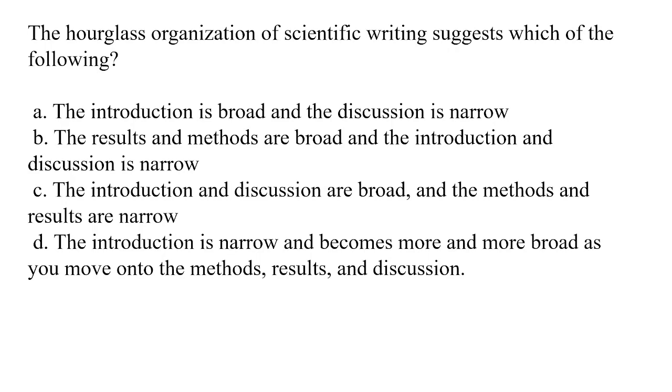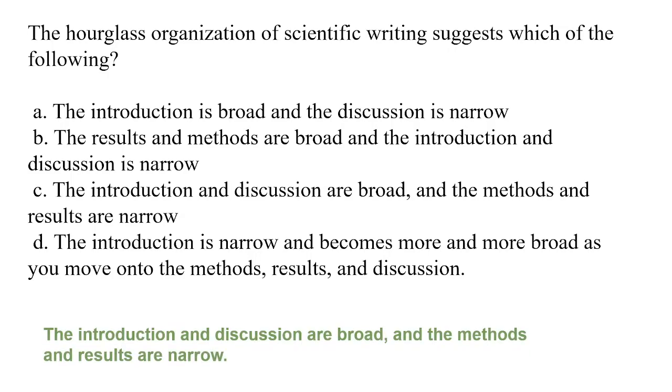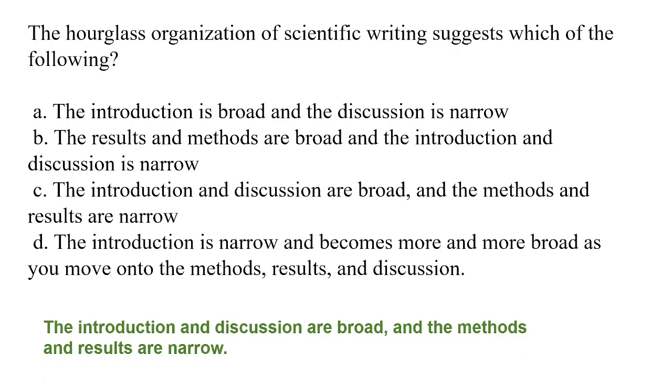C, the introduction and discussion are broad and the methods are narrow, correct. As we know, in the hourglass structure, the introduction and discussions are supposed to be broad. In the introduction part, you are basically writing a little bit about the kind of literature review that you have done. You are writing a little bit about the work that has already been published. You acknowledge that some work has already been done, and then you narrow it down to your objectives and your materials and methods, results, etc.